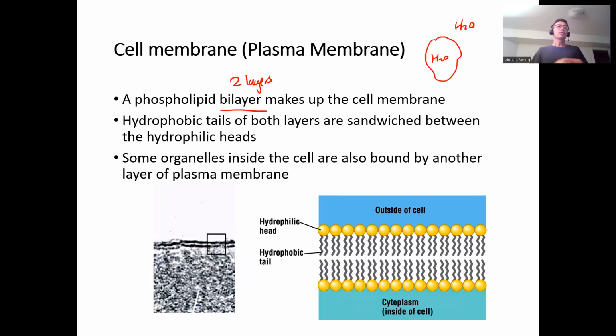So cell membrane is not something that's only found on the outside of the cell. You will also find cell membrane surrounding some organelles. Some organelles actually have two layers of cell membrane.